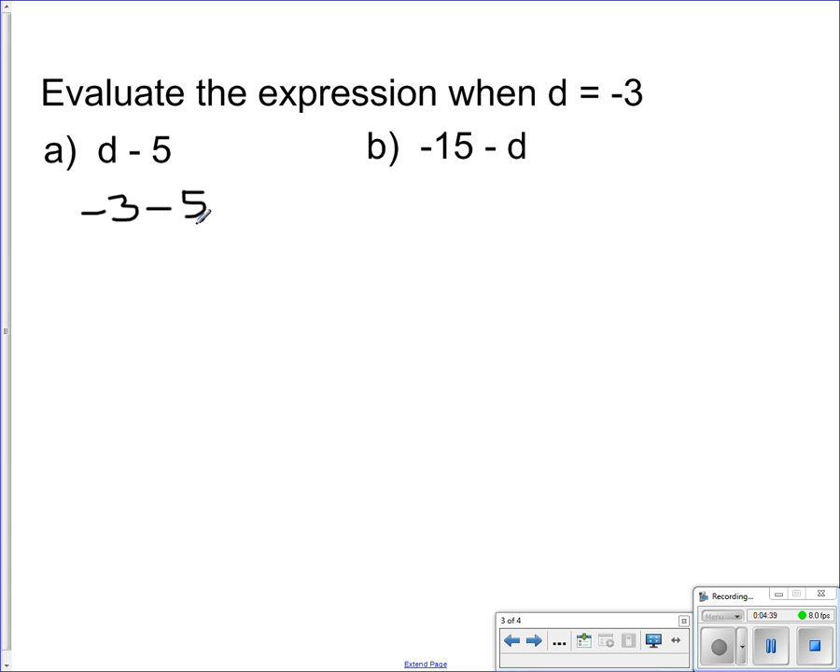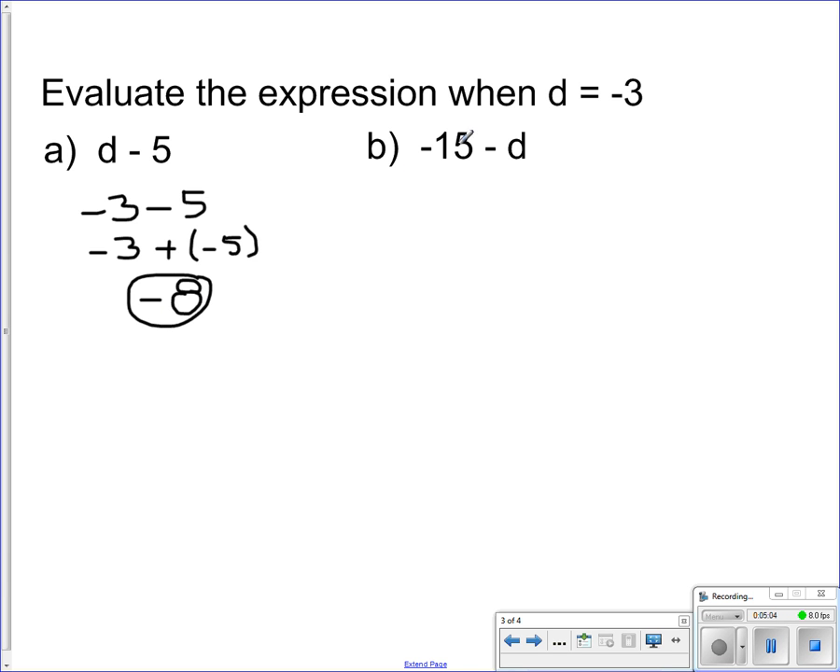Then I'm going to turn it to addition. First number stays the same. Turn my subtraction into addition. Turn my positive 5 there into a negative 5. Now they're the same sign, so 3 plus 5 is 8. They're both negative, so my final answer is negative 8.